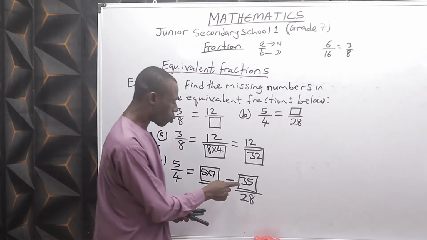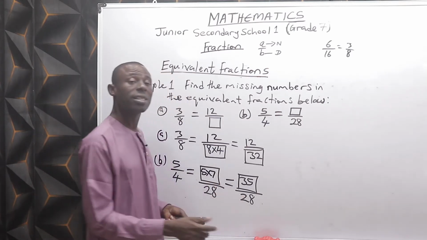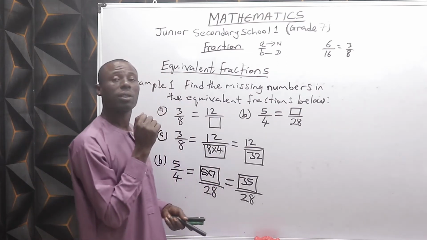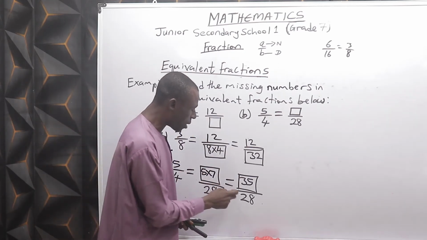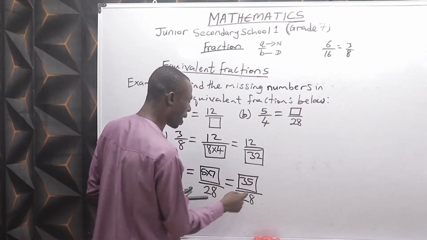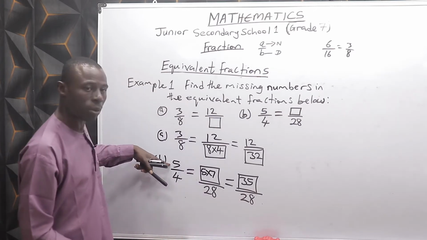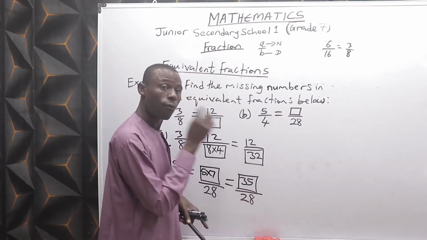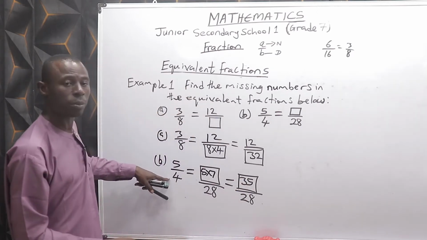The common factor to 35 and 28 is 7. That is, 7 can divide 35. The same 7 can divide 28. So if 7 goes in 35 5 times, you can see it gives you the numerator here. The same 7 goes in 28. How many times? 4 times. It gives you this denominator.